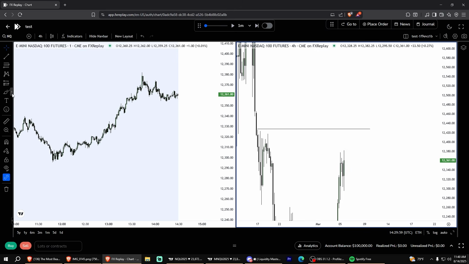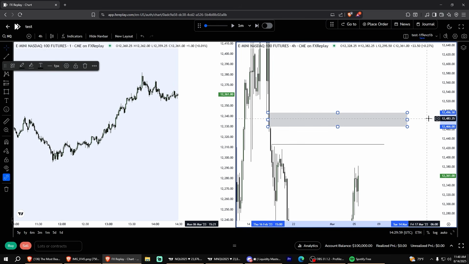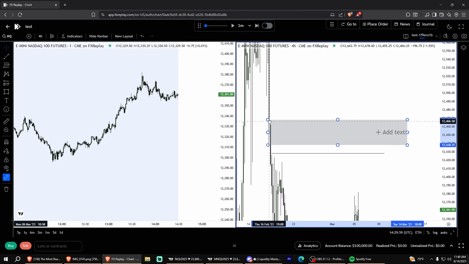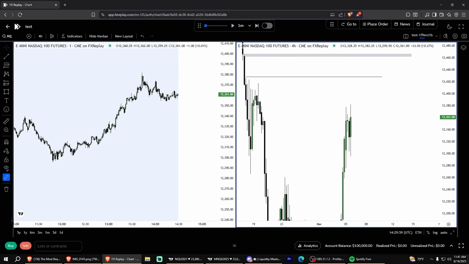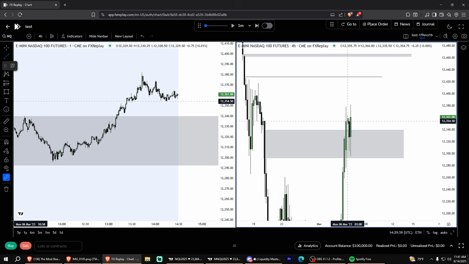What else do we have here? An unbalanced inefficiency. Unbalanced here and unbalanced up here. Okay, we actually have 6. What else do we have? Volume imbalance right here. That's 4. What else do we have? Inverse right here. What else do we have? Order block right here.